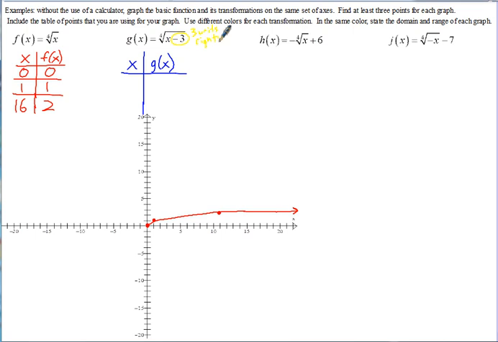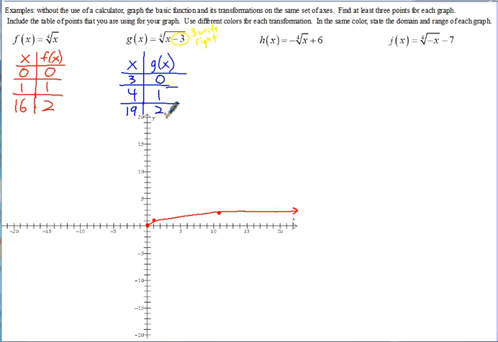So all we have to do really is take the points we already found for f of x and use our transformation. That's the easiest way to graph what this would look like. So when you have 0, 0, we go 3 units to the right, that's going to increase the x coordinate by 3 on all these. So we'll have 3, 0. 3 plus 1 is 4, so we'll have 4, 1. 3 plus 16 is 19, so we'll have 19, 2.